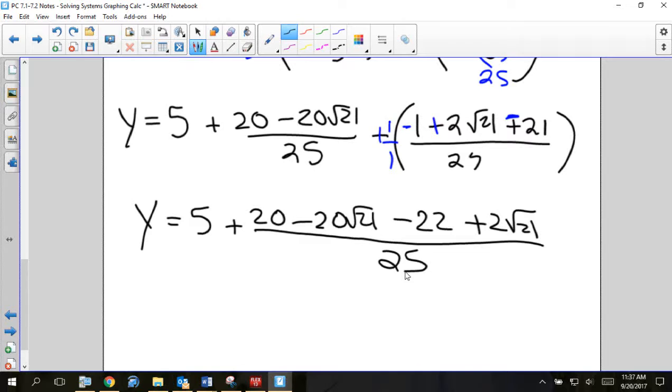So I distributed that negative sign. I kind of combined my like terms as I did it. I put it all under the common denominator as I did it, which I had prepared for. And then I have y equals, and I have a 5. Oh my gosh, am I going to have to add that in there too? What common denominator do I need on the 5? So I have to multiply the top and bottom by 25.